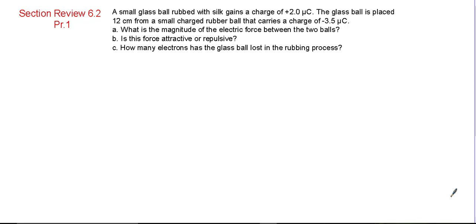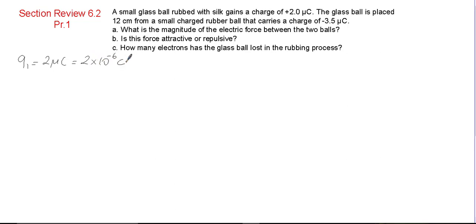Okay, friends, we will solve another question from section review 62, problem 1. A small glass ball rubbed with a silk gains a 2 microcoulomb charge. Q1 is given. Q1 is equal to plus 2 microcoulomb. Then we change it to coulomb. It will be 2 multiplied by 10 to the minus 6 coulomb.